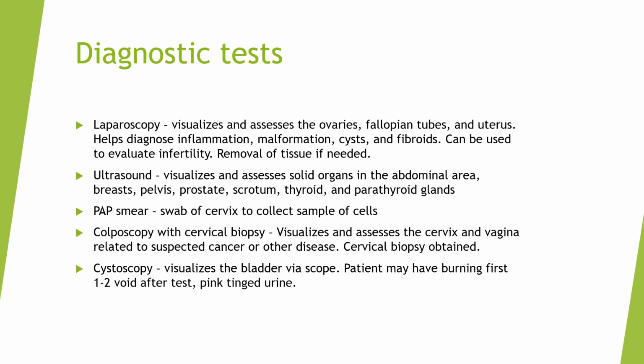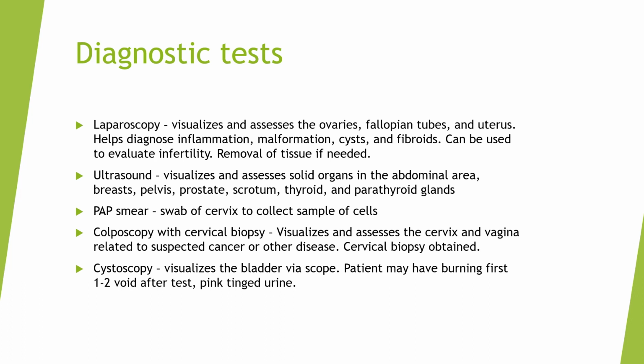So diagnostic tests within the GU repro system. A laparoscopy is a scope into the abdomen. CO2 is instilled into the abdomen. The patient's expected to have bloating, shoulder pain, back pain after, and that's all related to gas. To help get that moving, we're going to have them walk, ambulate.